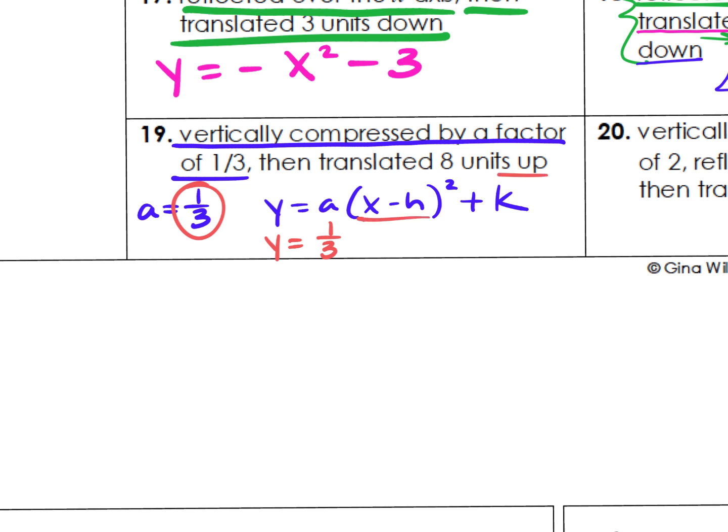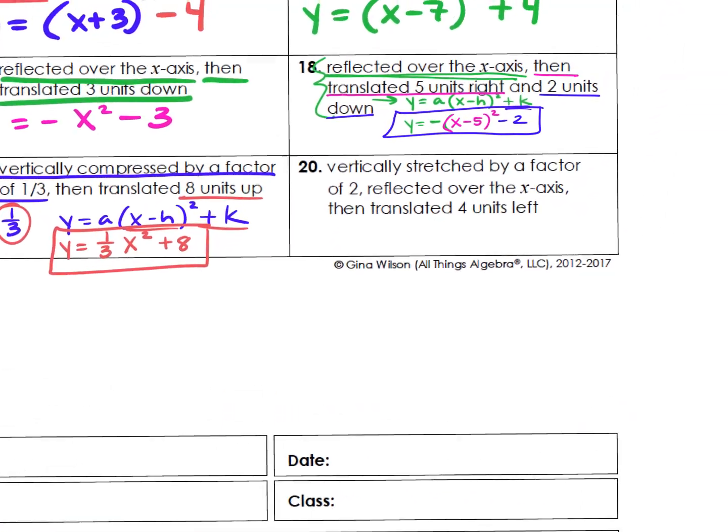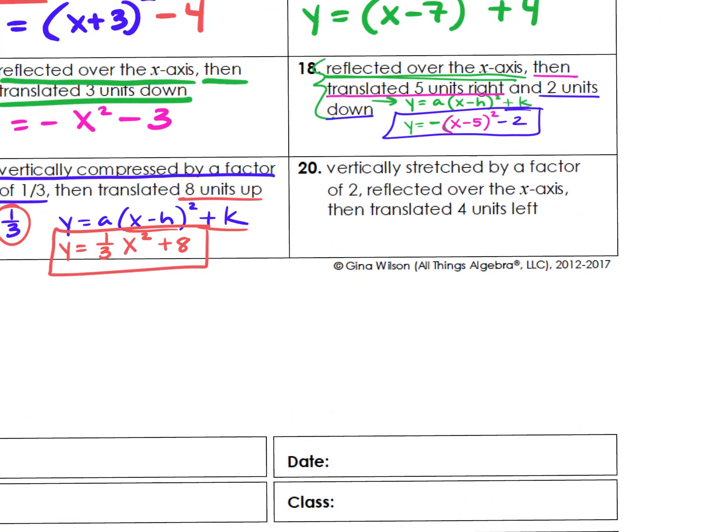X minus H. This says it's going up 8 units. Where is it moving left and right? Nowhere. So it's essentially x minus 0, which is just x squared. You don't need parentheses around your x. If you want to put them there, it's fine, but you don't need them. So just x squared. Up 8 units means plus 8 at the end. So this is your equation. Okay, so do number 20. Talk to your neighbor. See what you get. And then I'll hear from you in just a minute.